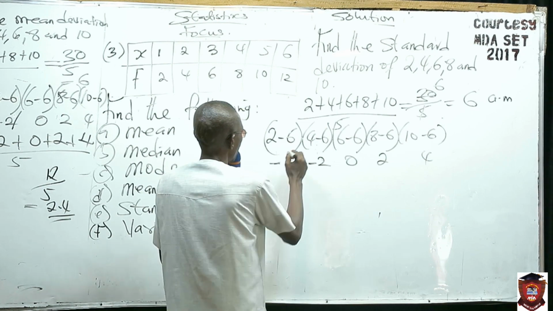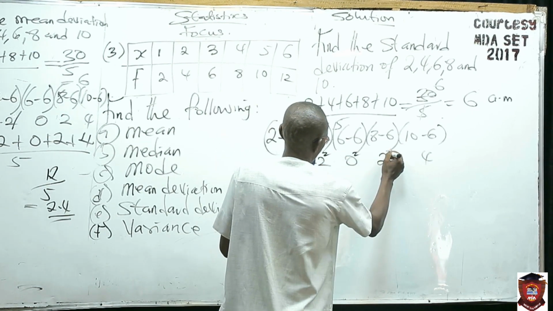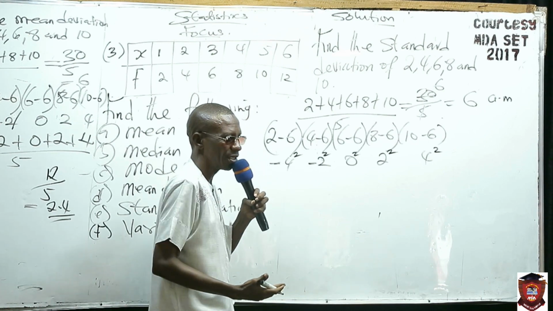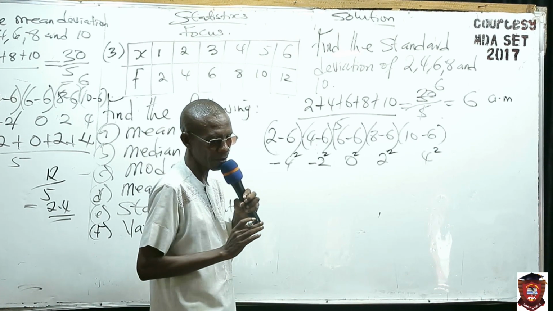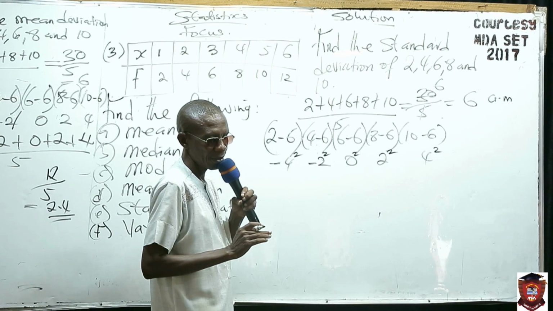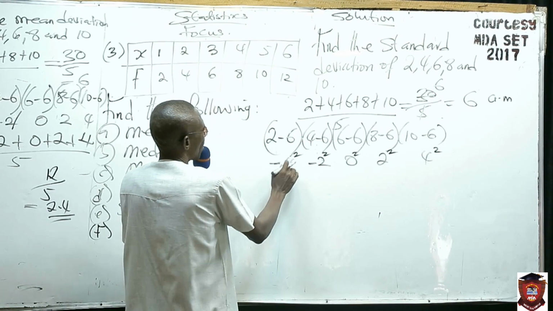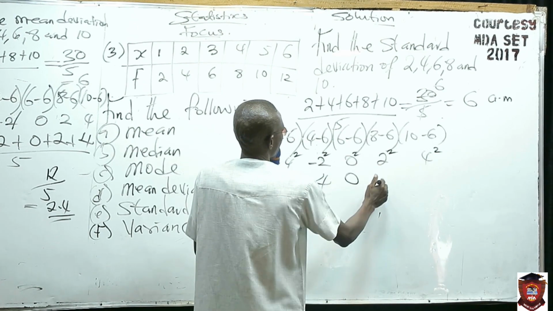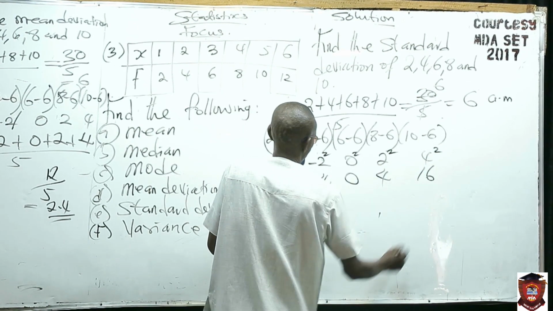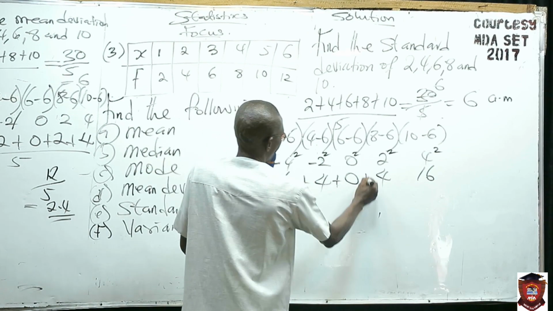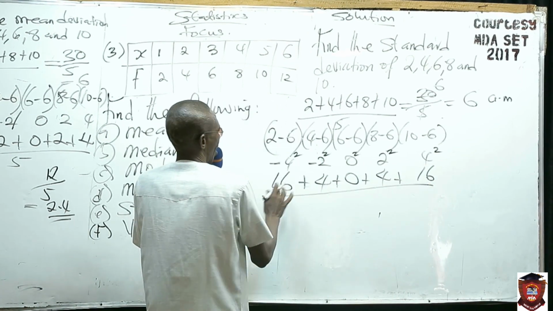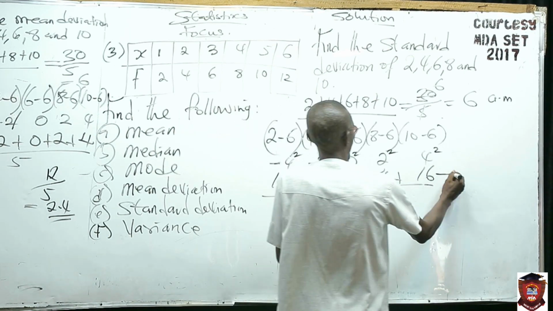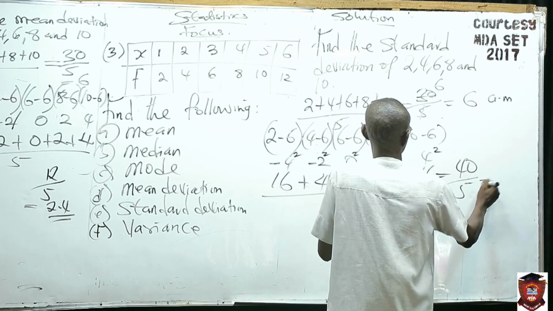The next thing you do is to square the numbers. You have to be as fast as possible. Now, if you square, we have 4 times 4 is 16, 2 times 2, 0 times 0, 2 times 2, 4 times 4. Then add up all of them. There are 5 numbers. If you add all of them, you get 40. 40 divided by 5 is what?